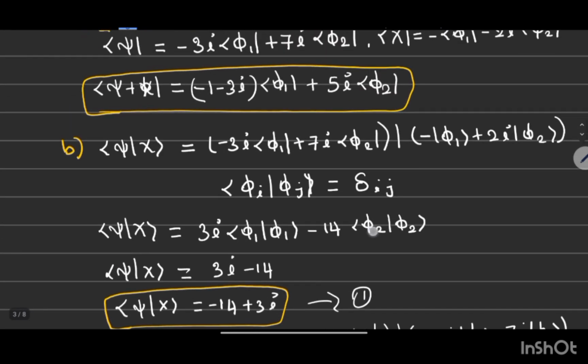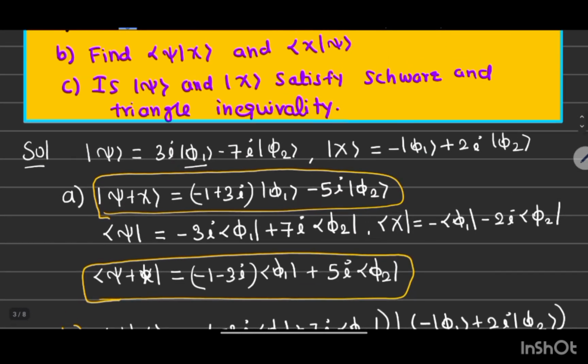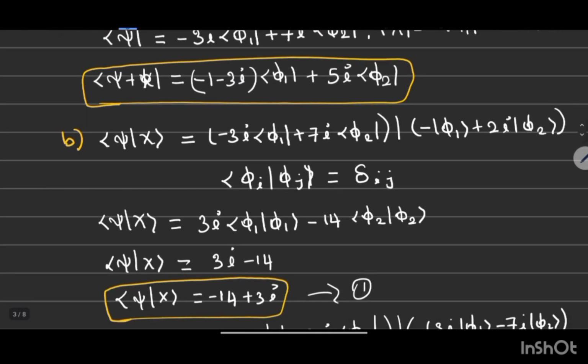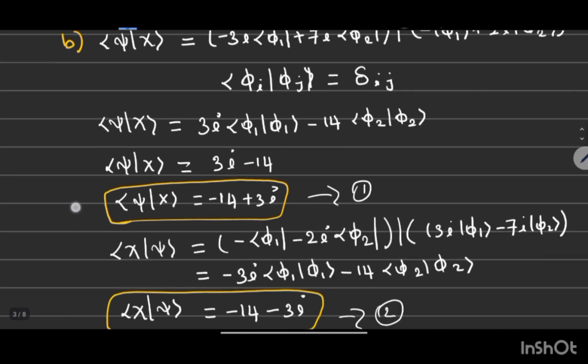Now coming to the third sub question, whether psi and chi satisfy the Schwarz and triangle inequality or not. Okay, let me write first what the Schwarz inequality is.